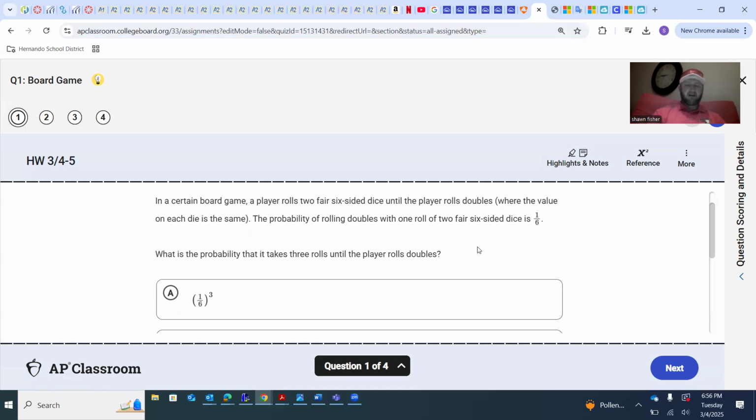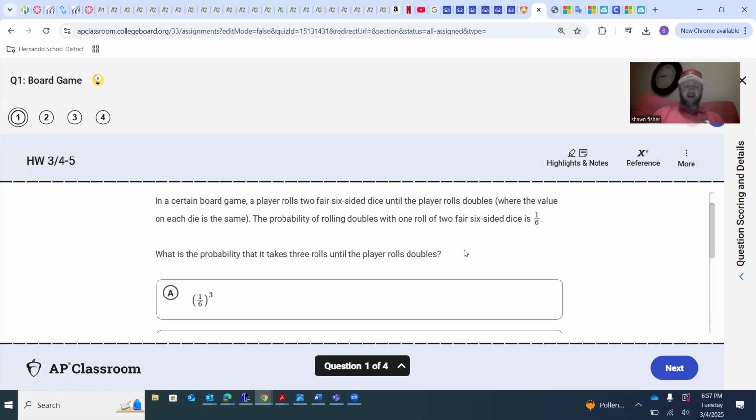It's independent. Is this geometric or is this binomial? Well, do we have a set number of rolls? What's the probability that it takes three rolls? I'm not really setting a fixed amount. It's not, out of 10 rolls, what's the probability I get three of them? You don't see that here. What's the probability of failing, failing until I get a success? That's what it's saying here. This is a geometric statement or question.